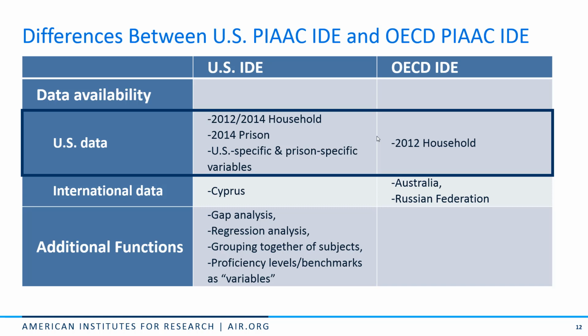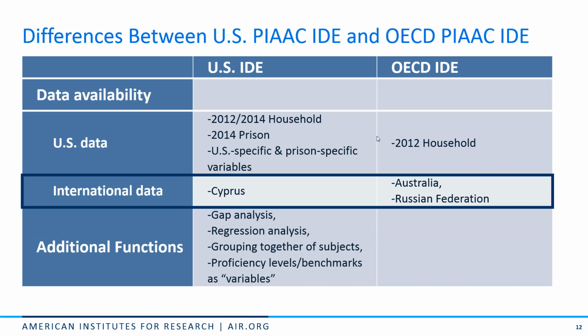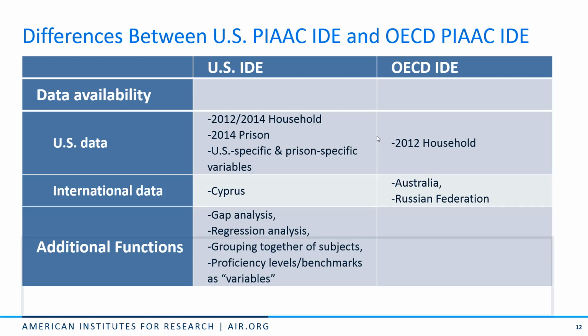In terms of data availability, the US IDE contains the US Combined 2012-2014 main study and National Supplement household data, as well as US prison data, while the OECD IDE contains only the US 2012 or main study data. Additionally, the US version contains US-specific variables and prison-specific variables that are not available in the OECD version. Other differences are the US IDE includes data for Cyprus, which are not in the OECD version, while the OECD IDE includes Australia and Russian Federation data that are not available in the US version.